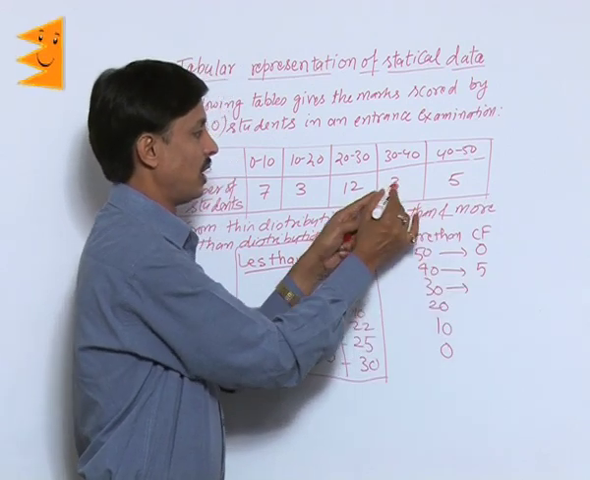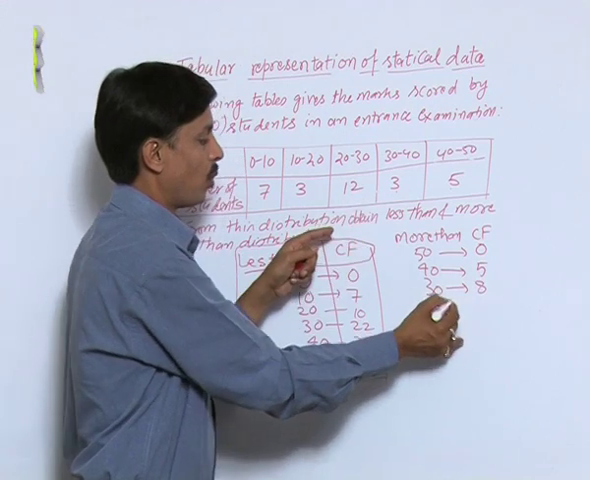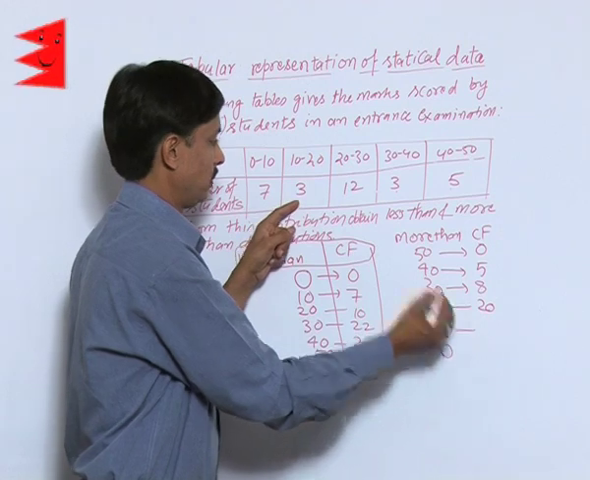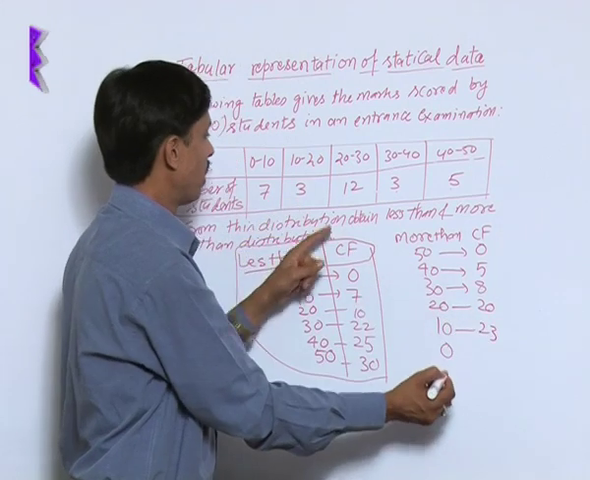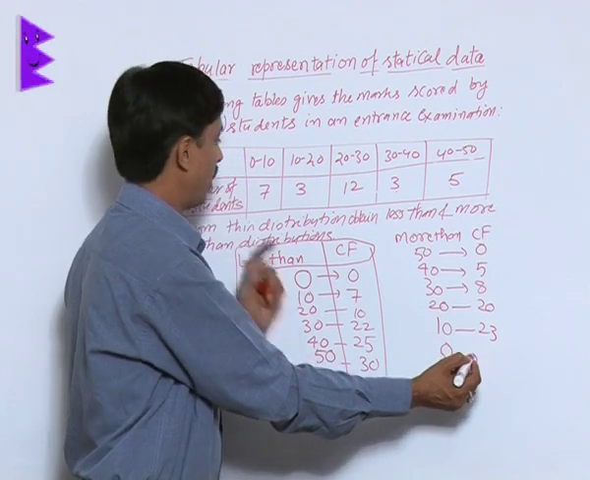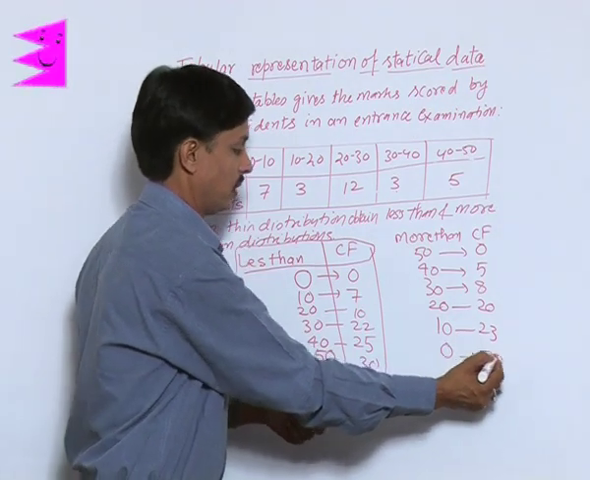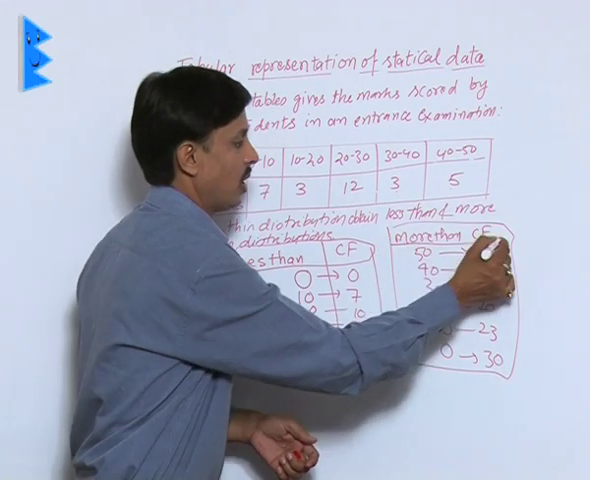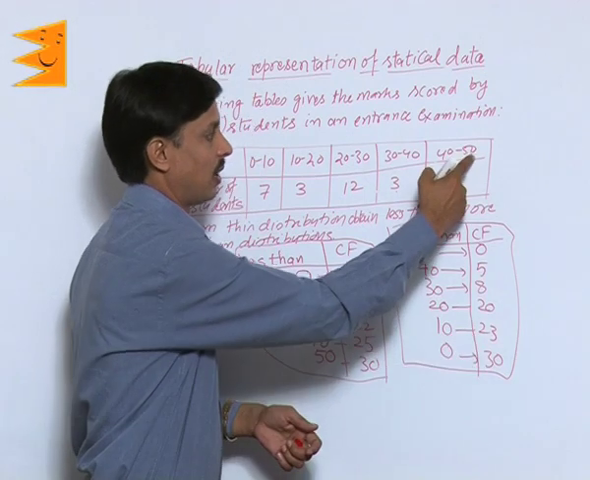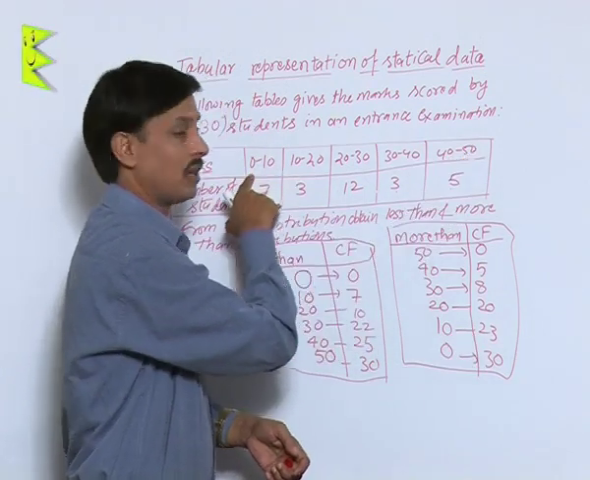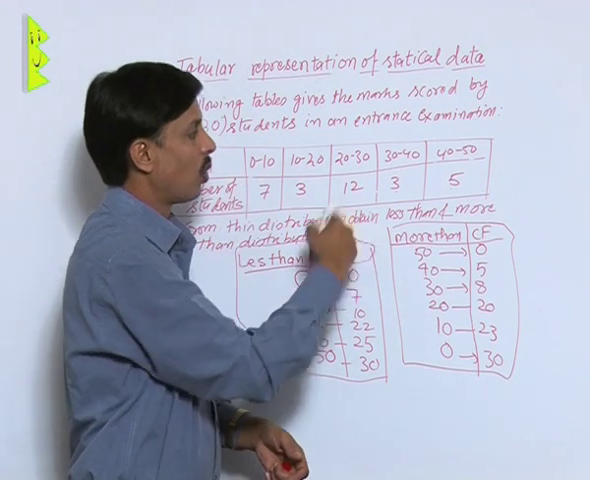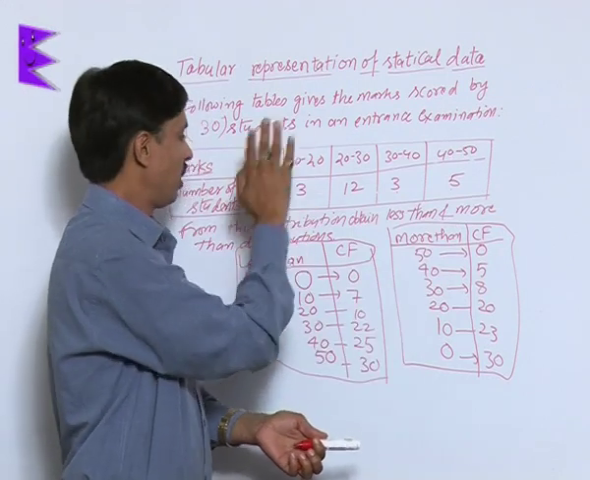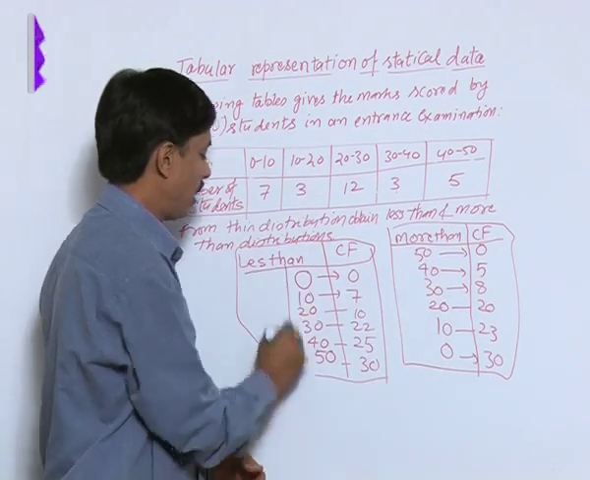Now more than 30, so 3 plus 5 is 8. More than 20, this is 8 plus 12, 20. More than 10, it is 23. And more than 0, everybody, the whole class, all students, that is 30. So this is the more than distribution. Remember, for more than we begin with the highest limit, and for less than we begin with the least limit. For more than, we make the cumulative frequency from the right side, and for less than we make the cumulative frequency from the left side.